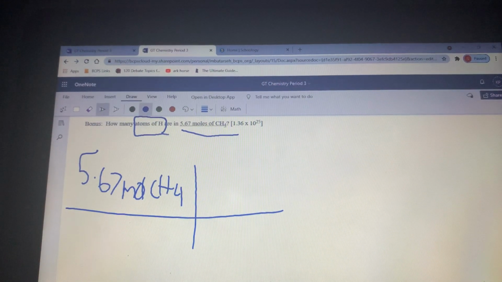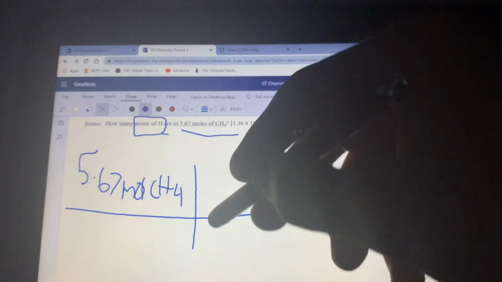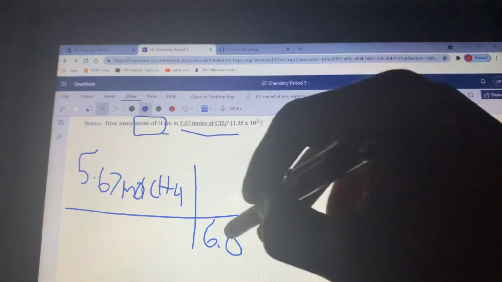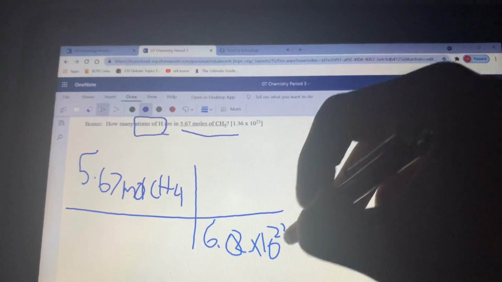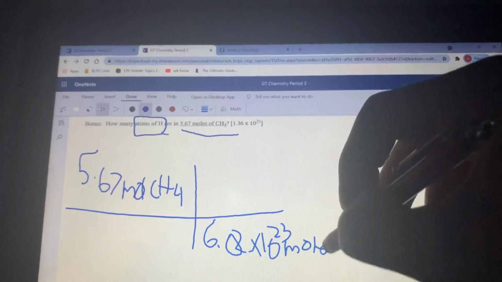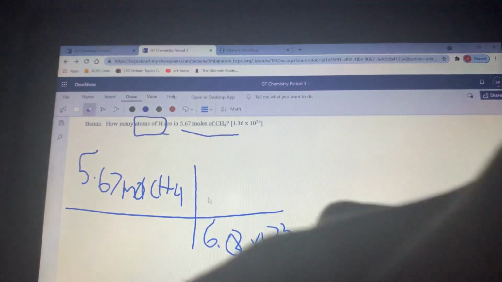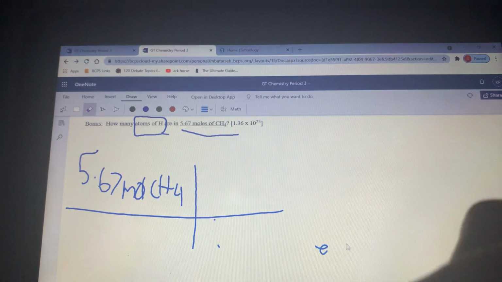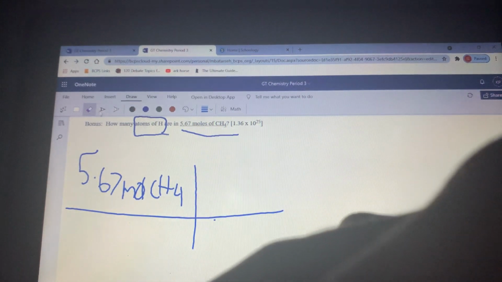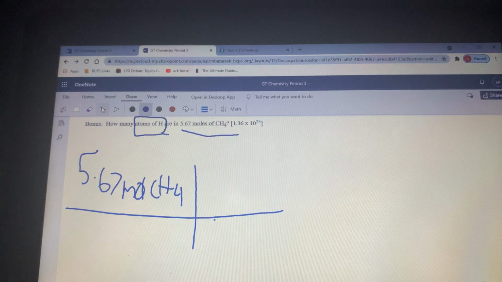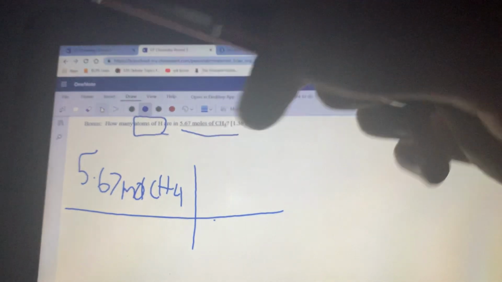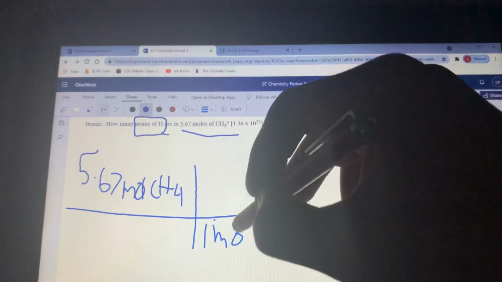Now, we can't have atoms of CH4, but we can have molecules of CH4. And we know we can convert from moles to molecules. So we just use Avogadro's number to convert from moles to molecules. So we do over 6.02 times 10 to the 23rd molecules. When you have moles, you multiply by Avogadro's number to get an atom or a molecule amount. But when you start off with an atom amount or a molecule amount, you divide by Avogadro's number. So here, on the bottom, we have 1 mole CH4.